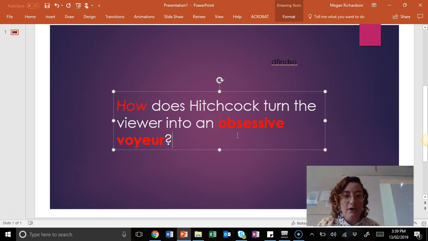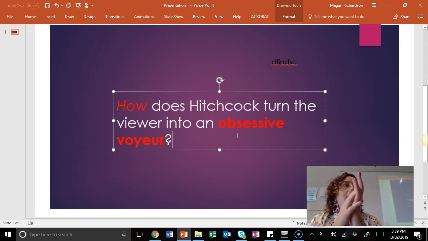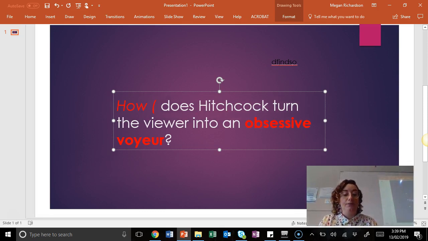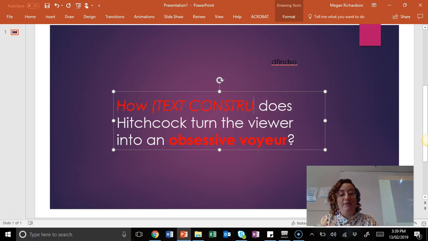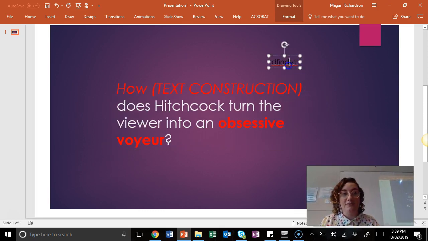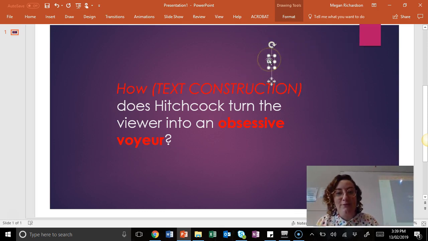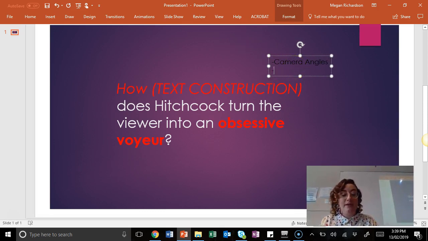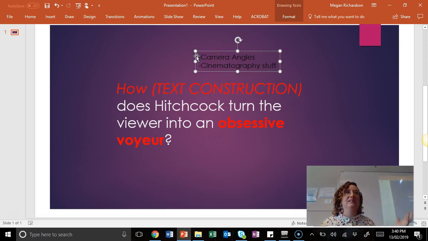Okay. So we've got the keywords. Now, the word how is basically prompting you to talk about text construction. Now, do we know what text construction is? Do you remember this from back in the day? Text construction refers to things like, like what? Camera angles, good. We can talk about basically all the cinematography stuff. So things like camera angles, costume, set design, anything like that.